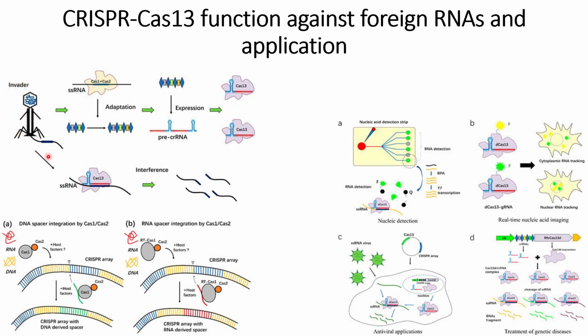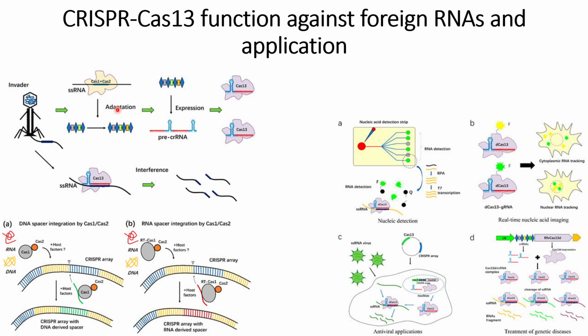Whenever an invader injects its genome for the first time, the host immune system takes some part of this genome and integrates it into its own genome, and this is known as adaptation.